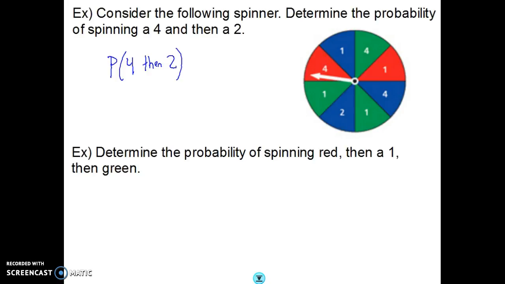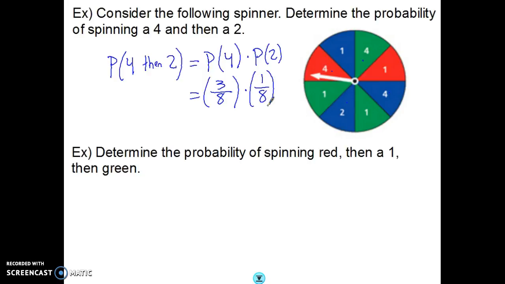So these are independent, which means we can use the formula from the last page and just say this is the same as probability of 4 times the probability of spinning a 2. Well, the probability of spinning a 4 is 1, 2, 3 successes out of 8. And then the probability of spinning a 2 is just 1 out of 8. And if we do that math out, we end up getting that our probability of getting a 4 then a 2 is 3 over 64.